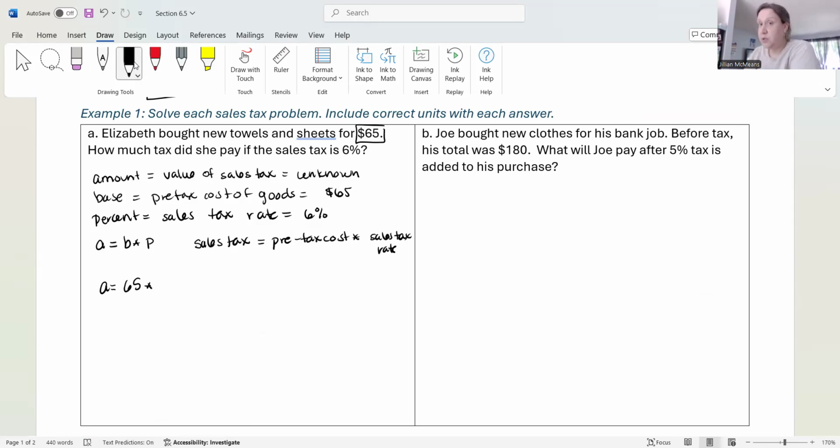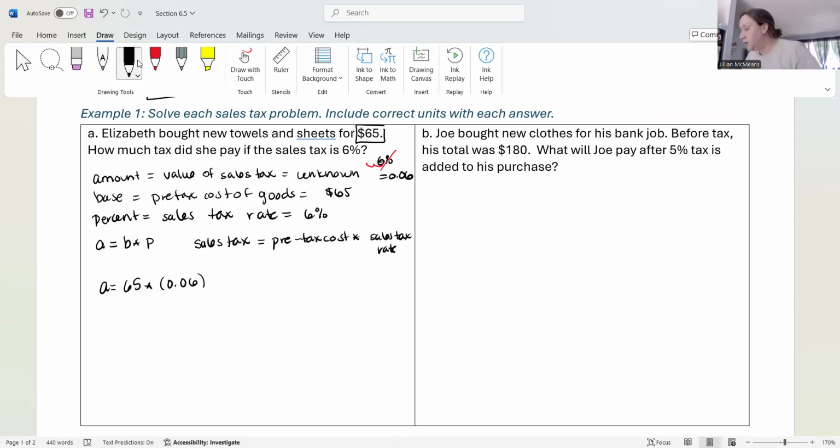And remember, when you use the percent equation, you have to convert your percent to a decimal. So if we have 6%, remember we convert that to a decimal by dropping the percent symbol and moving the decimal to the left twice. So 6% is the same thing as 0.06. So we're going to multiply by 0.06.